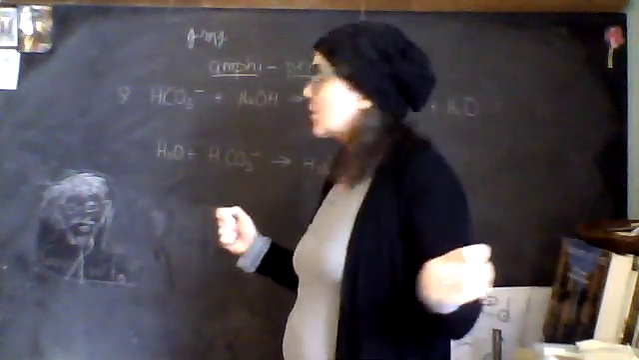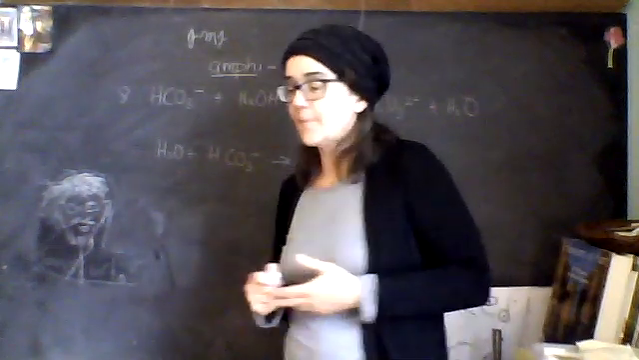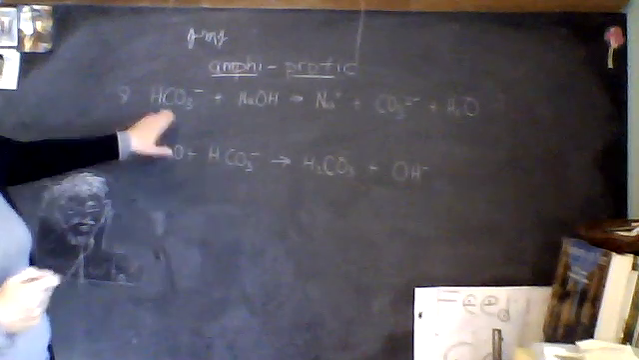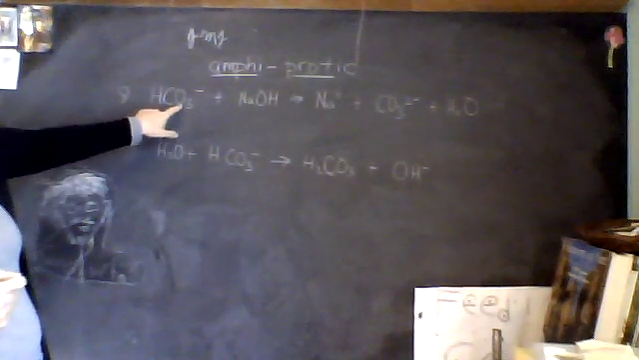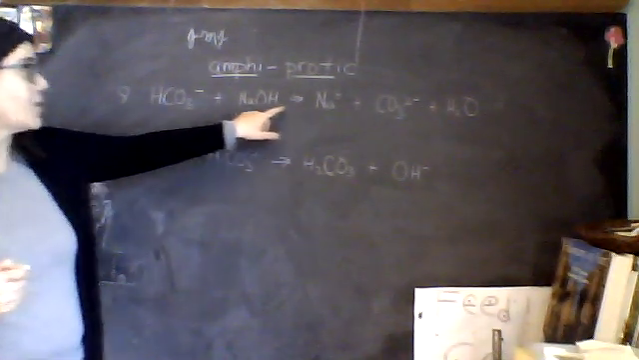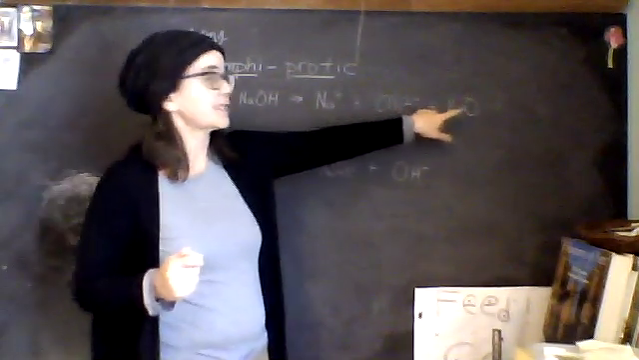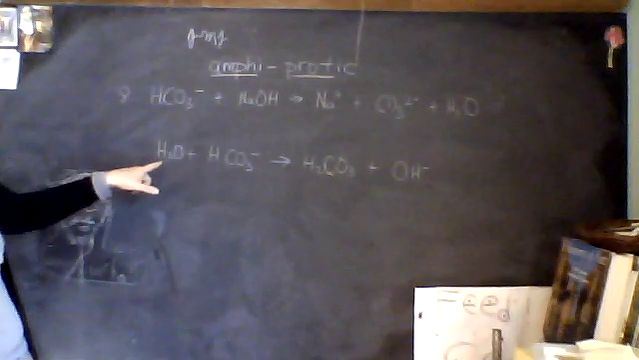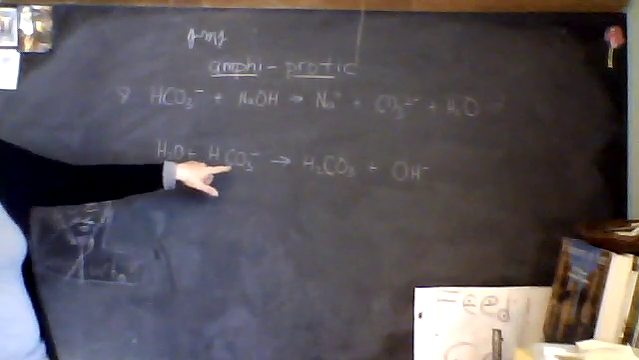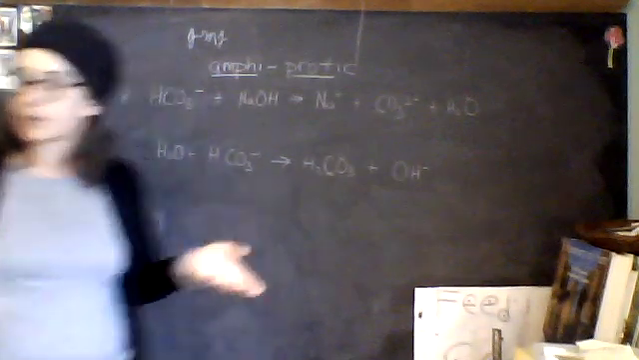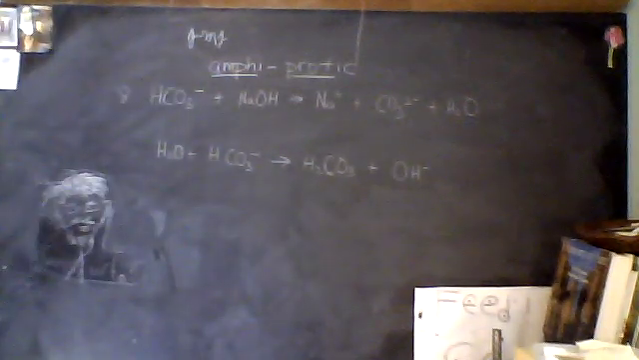Okay, so please read number 8 to us, Martin. Consider the following reactions. HCO3 negative plus NaOH yields Na plus CO3 2 negative plus H2O. And the other reaction, H2O plus HCO3 negative yields H2CO3 plus OH negative. Which substance in the two equations is acting as an amphiprotic substance?